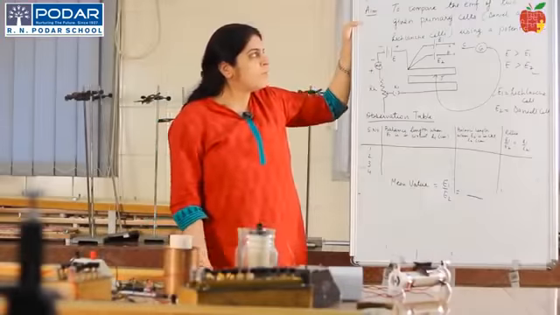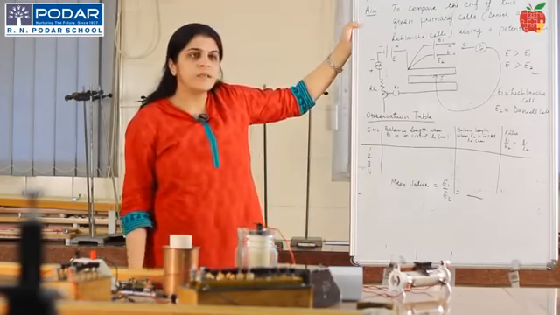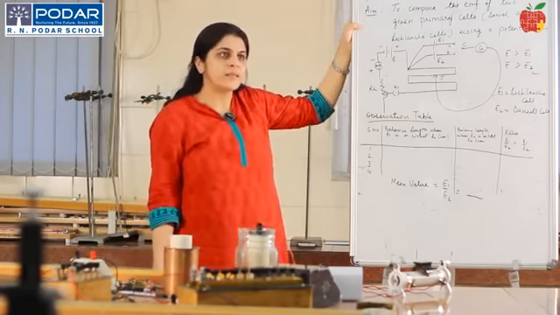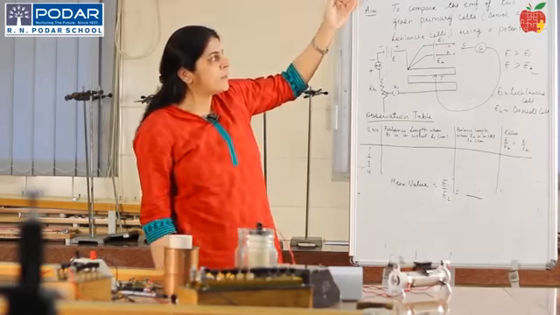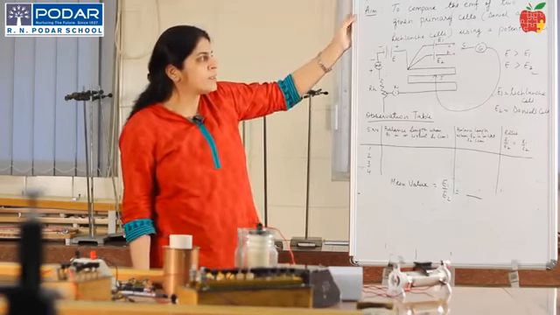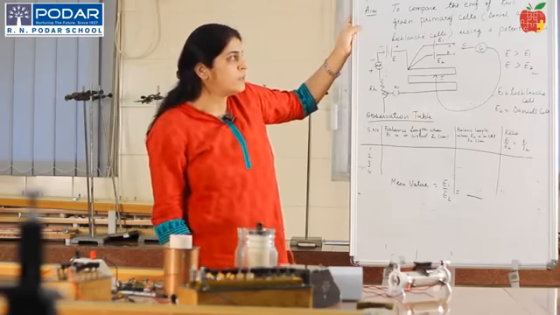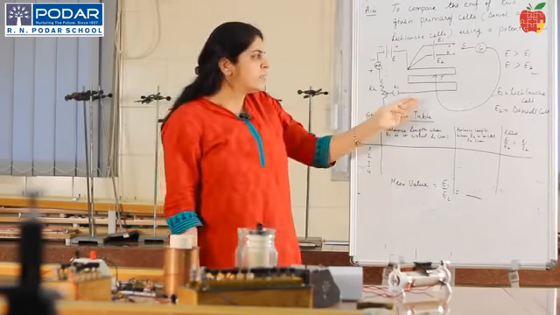Here students, we have another experiment which you have studied the theory of in your chapter on current electricity. The experiment is to compare the EMF of two given primary cells, that is the Daniell and Leclanché cell, using a potentiometer. You can see the circuit diagram.